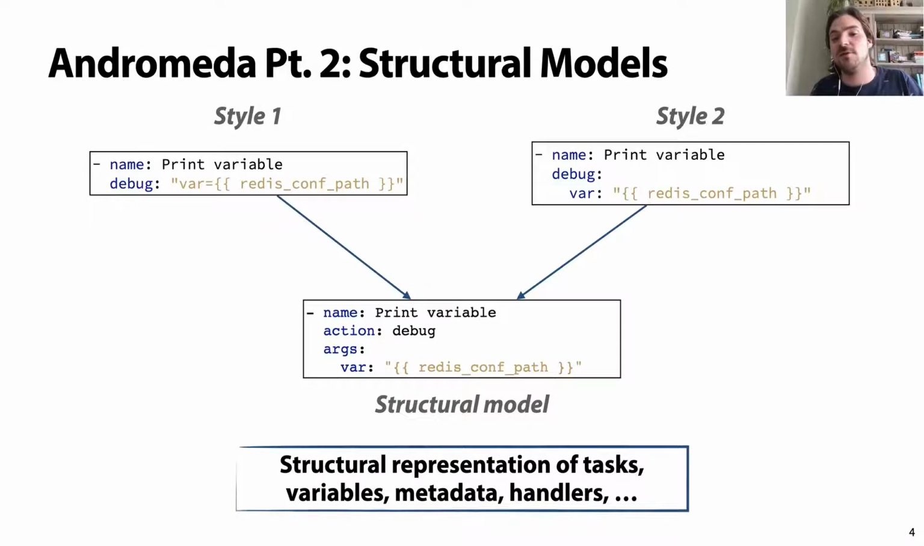On the other hand, if you like code, you might be interested in our structural models. These are structural representations that generalize over some of the syntactical implementation details of roles. For example, Ansible offers multiple styles of writing tasks. These are shown on screen right now. Both of these map to the same structural representation. So if you're wanting to do any sort of analysis of role code, I would really recommend to use these structural models to get this generalization for free.